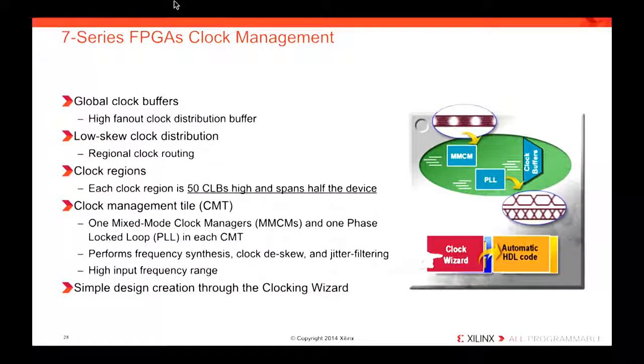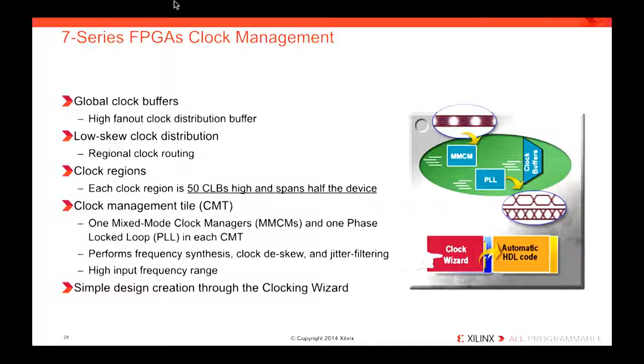Clocking resources, basically we have a large amount of clock buffers. So, we have global clock buffers, we have low skew clock buffers, and these can handle the clock fan out, minimizing the clock skew because the chip is becoming bigger. They are divided according to regions. Each clock region is 50 CLB tall, okay, and spans half the chip. And then the CMT, as I mentioned before, consists of MMCM and it consists of PLL.